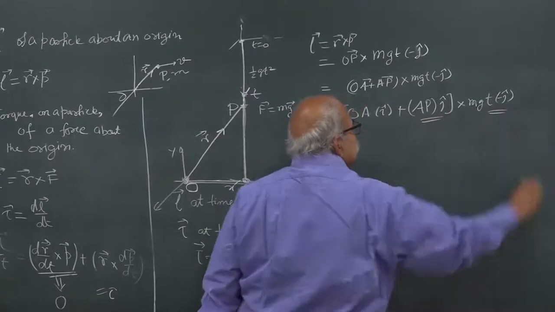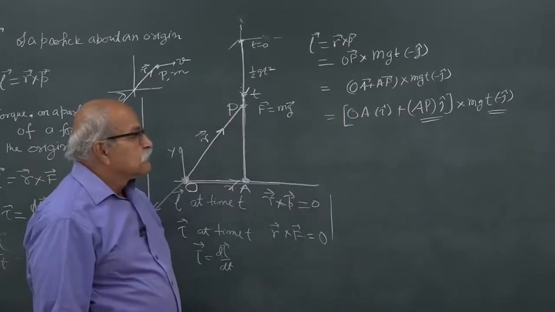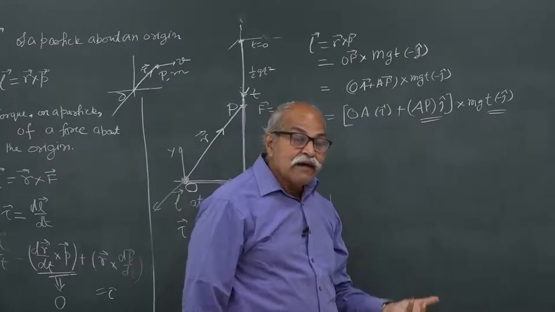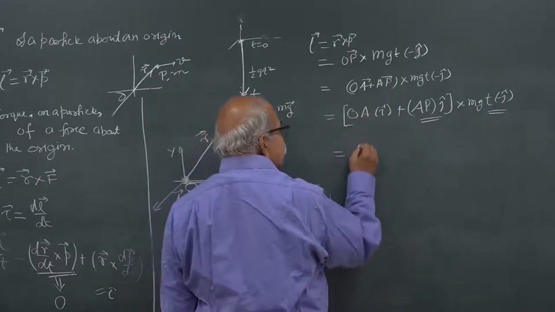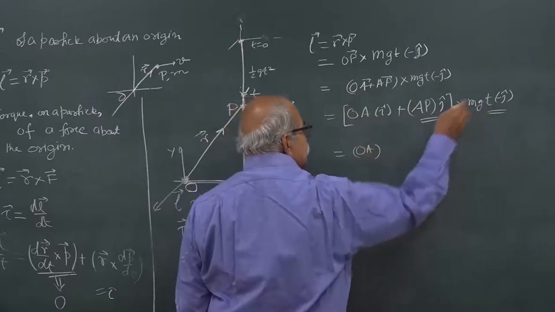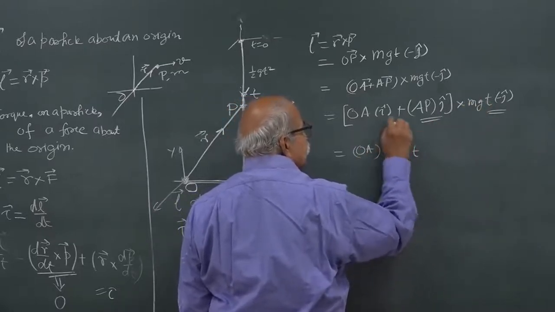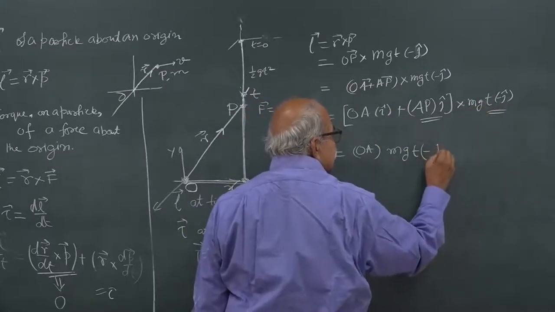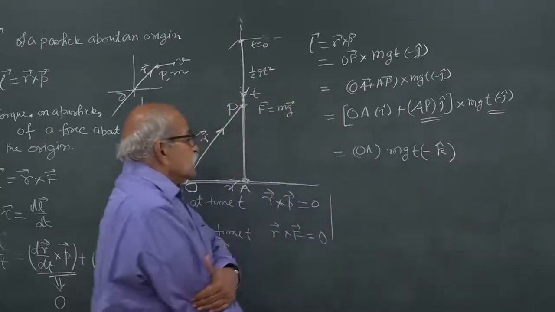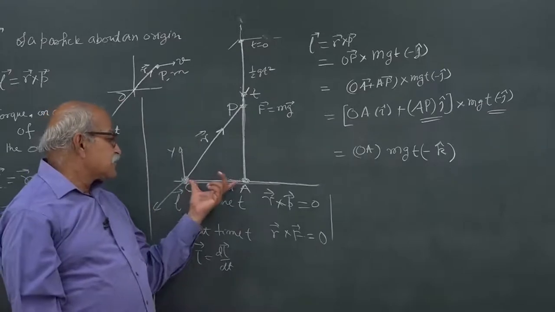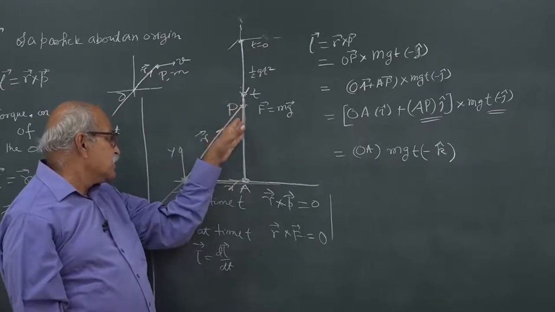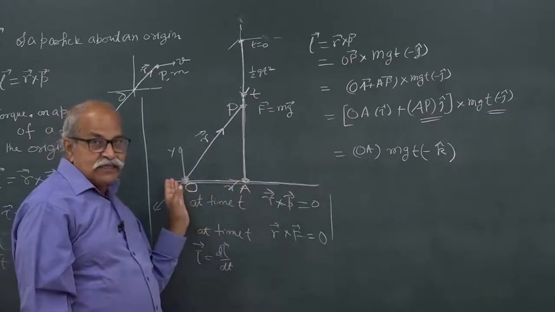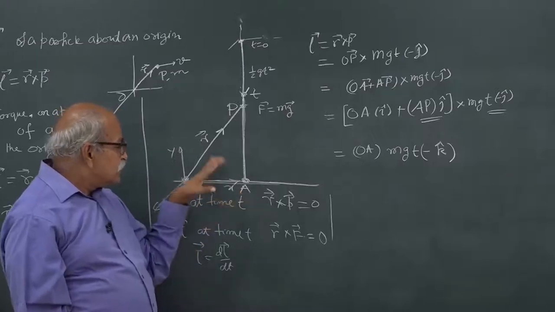So, j cap cross j cap is 0. But i cap cross j cap is not 0, it is k cap. So, this is OA multiplied by mgt, and then minus, since i cap cross j cap is k cap. All right, OA is fixed. The particle falls like this, so all the time OA is fixed. OA has a magnitude that depends where you have chosen the origin. And then mgt in the minus k cap direction.